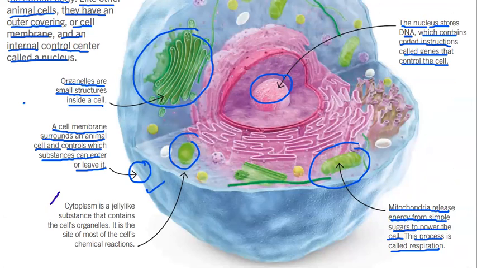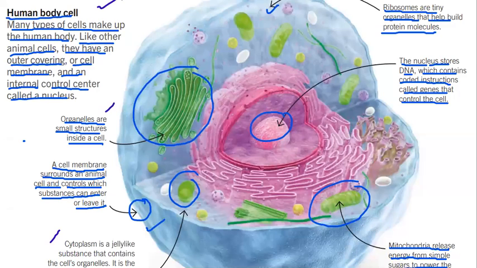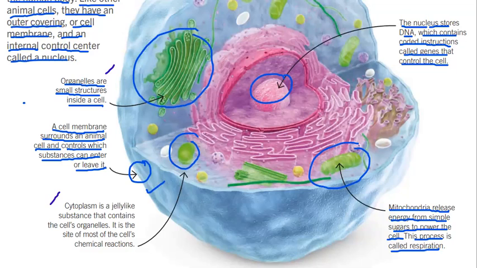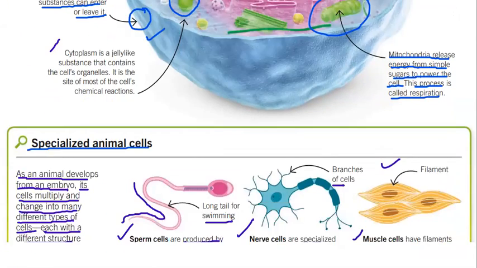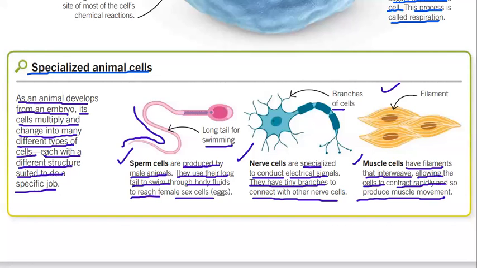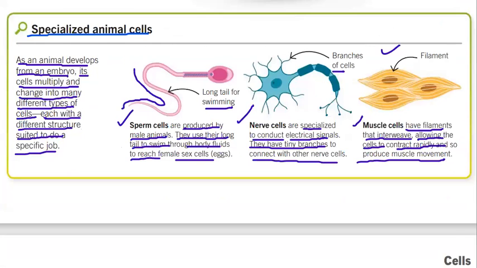Cytoplasm is also an important point here. Cytoplasm is a jelly-like substance that contains the cell's organelles, and it is the site of most of the cell's chemical reactions. We also observed that organelles are small structures inside the cell, and the cell membrane surrounds the animal cell and controls which substances can enter or leave it. Of the specialized animal cells, we saw sperm cells, nerve cells, and muscle cells, and observed that as an animal develops from an embryo, its cells multiply and change into many different types of cells.